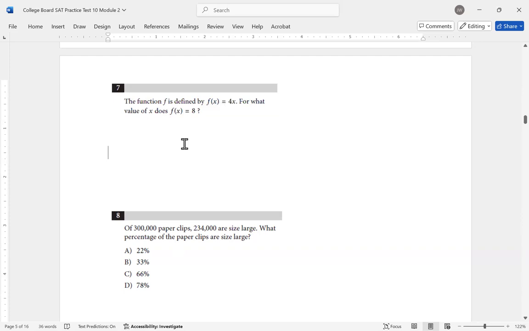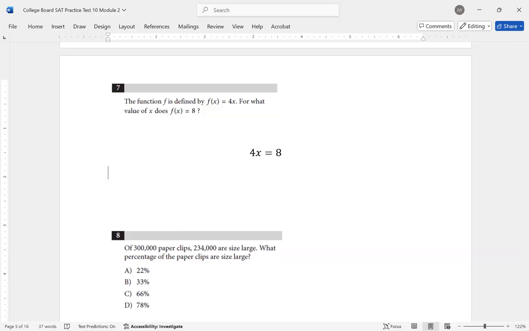Question 7. The function f is defined by f of x is equal to 4x. For what value of x does f of x equal 8? So we have 4x as the output, and we're saying when does the output equal 8? For what value of x does the output equal 8? So we set 4x equal to 8 and then solve. Dividing both sides by 4 gives me an x of 2. So x equals 2 is the answer to question 7.